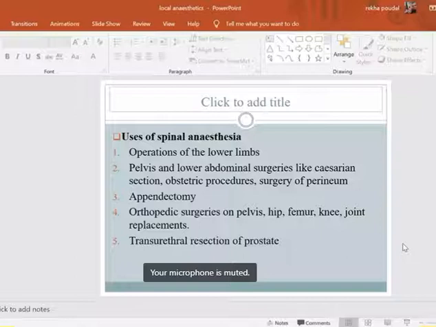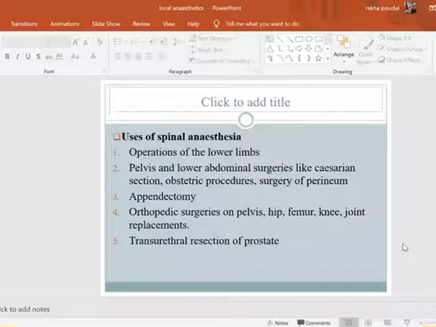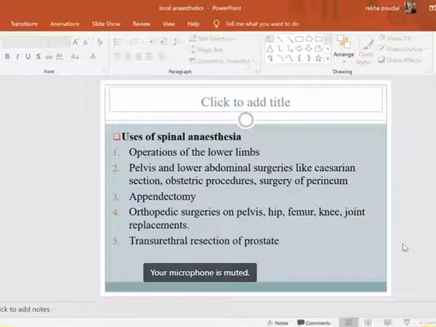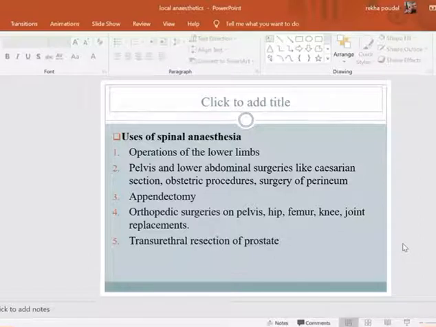And for pelvic and lower abdominal surgeries, like cesarean section, and surgery of the perineal area, we can use spinal anesthesia. It can also be given during appendectomy and certain orthopedic surgeries of the pelvis, hip, femur, knee or joint replacement. It can also be given while doing transurethral resection of the prostate in case of benign prostatic hypertrophy in old age patients, or while operating on patients who have cancer of the prostate. So we can give spinal anesthesia in these cases.